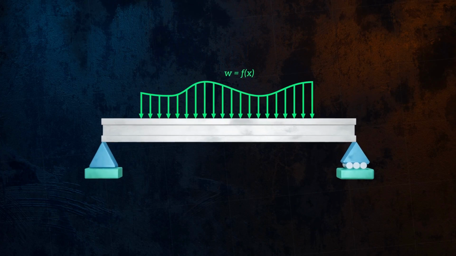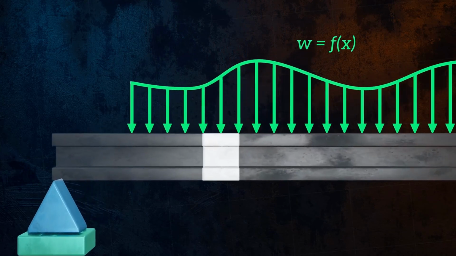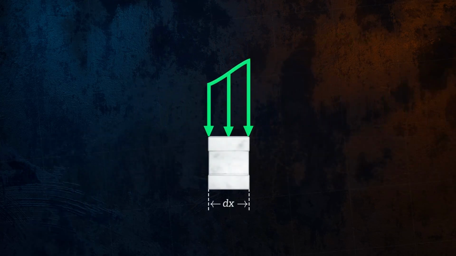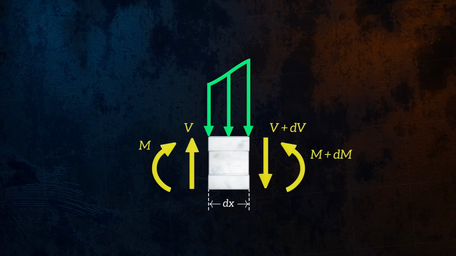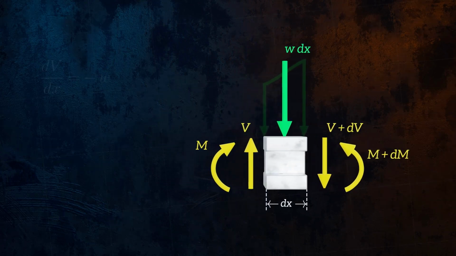We can zoom in to look at an infinitesimally small segment of the beam with a width equal to dx and draw the free body diagram. Over such a short section of the beam, the distributed force can be assumed to be uniform, and we can replace it with an equivalent concentrated force. By applying the equilibrium equations to this free body diagram, it is possible to demonstrate that the following relationships exist between the applied distributed force, the shear force graph, and the bending moment graph.